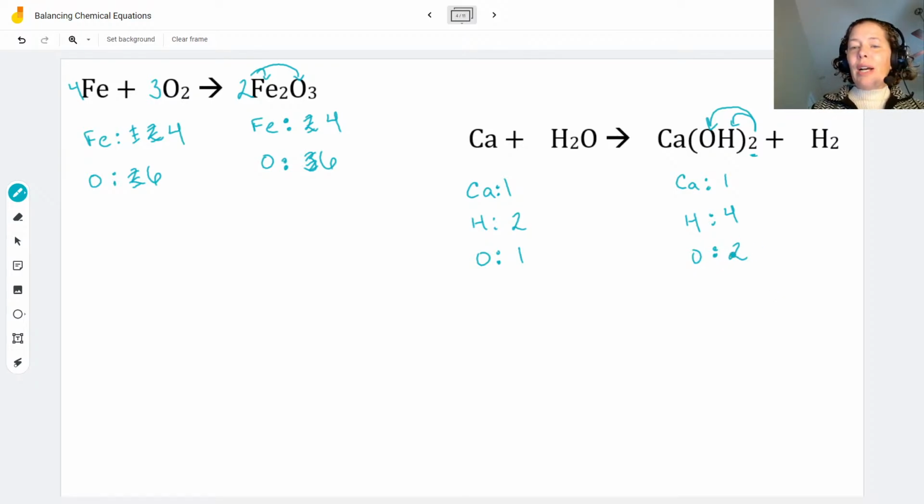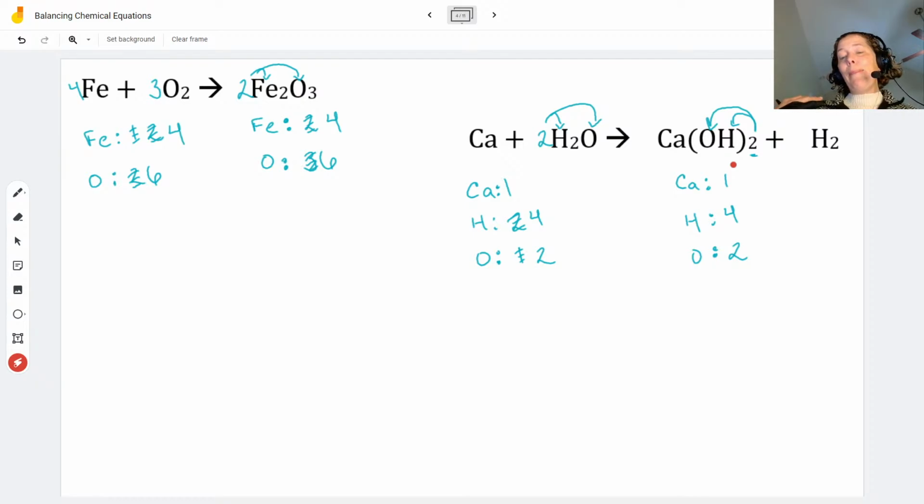So if I have 2 oxygen over here and 1 over here, I'm going to put a 2 right here. So this changes both my hydrogen and oxygen. Again, it's going to multiply to my hydrogen and to my oxygen. So I now have 4 hydrogen atoms and I have 2 oxygen atoms. So that's all great. And you can see that this actually helped me out with balancing my hydrogens as well. So now I have 4 hydrogens on both sides. I have 2 oxygens. My calciums are already balanced, and this equation is totally balanced.